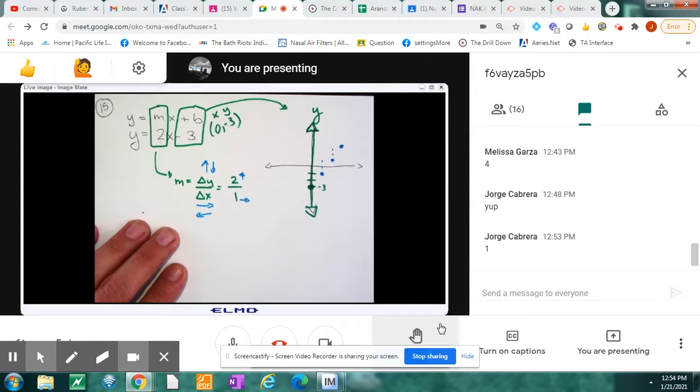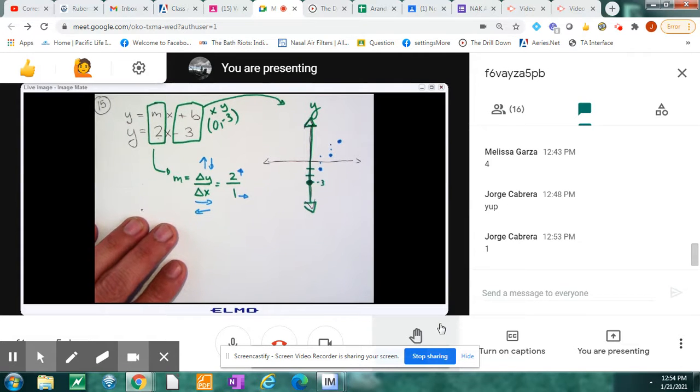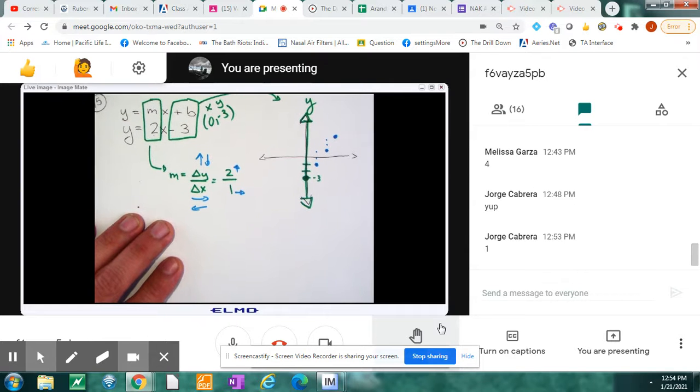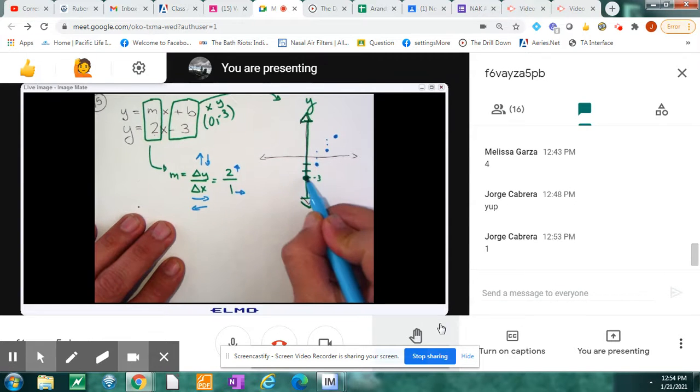Now I got to do the opposite. Then we're going to do down 2, but then we're going to go to the left because we already went to the right. So 1, 2, and then to the left. Again, 1, 2, and then to the left.